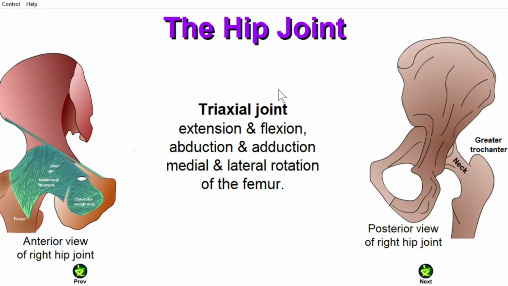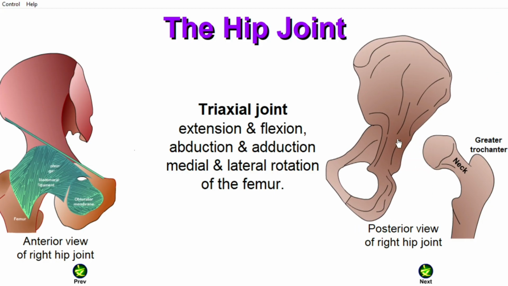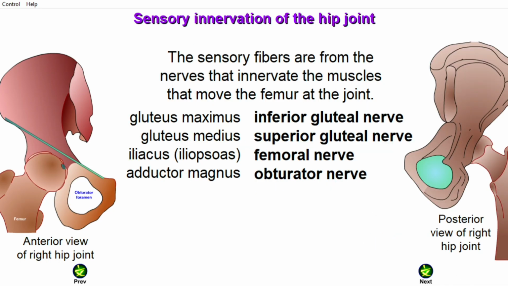Now, the hip joint has three axes for extension and flexion, abduction and adduction, and medial and lateral rotation of the femur. These movements will therefore take place in three planes. On the right, as we move the pelvic bone away from the head of the femur, its ball-like surfaces allow all the ranges of movement that we've just described.